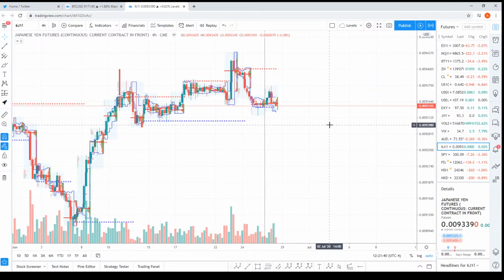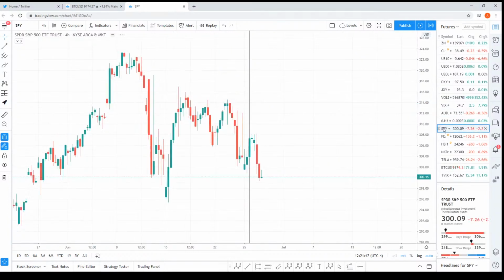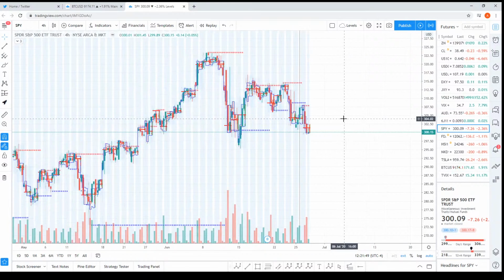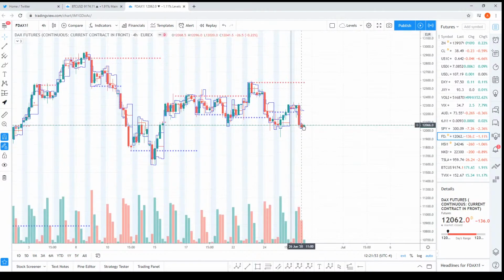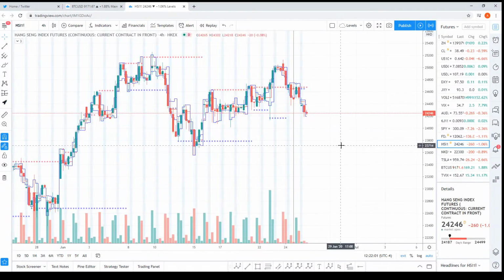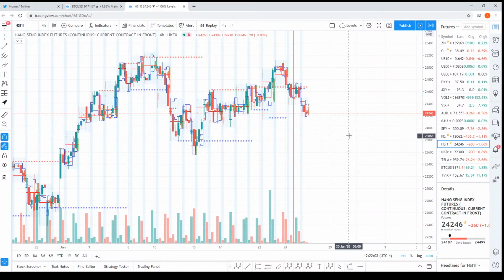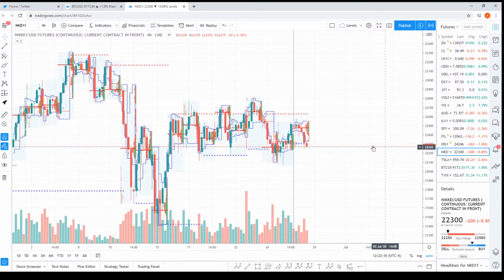I've got the 6J1, this is the yen futures. I've got SPY, self-explanatory. I've got FDAX1, this is the euro futures, the German market. I've got HSI1, this is the Hang Seng index. I've got the NKD1, this is the Nikkei.